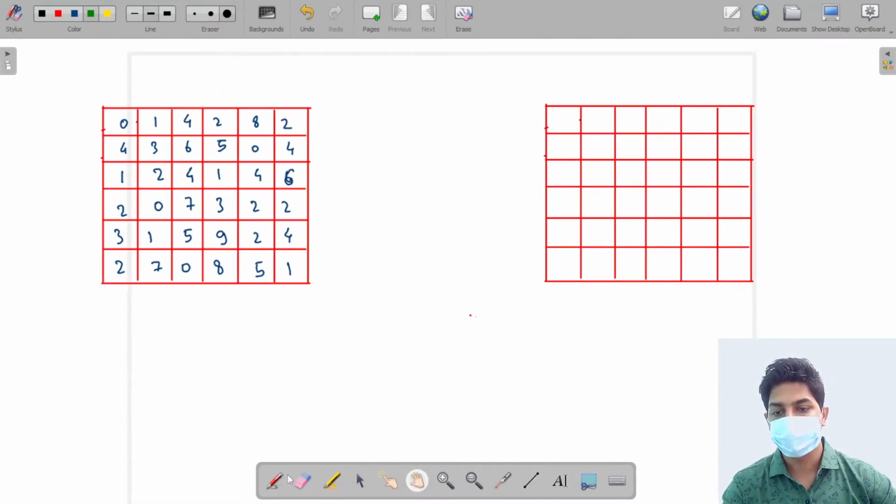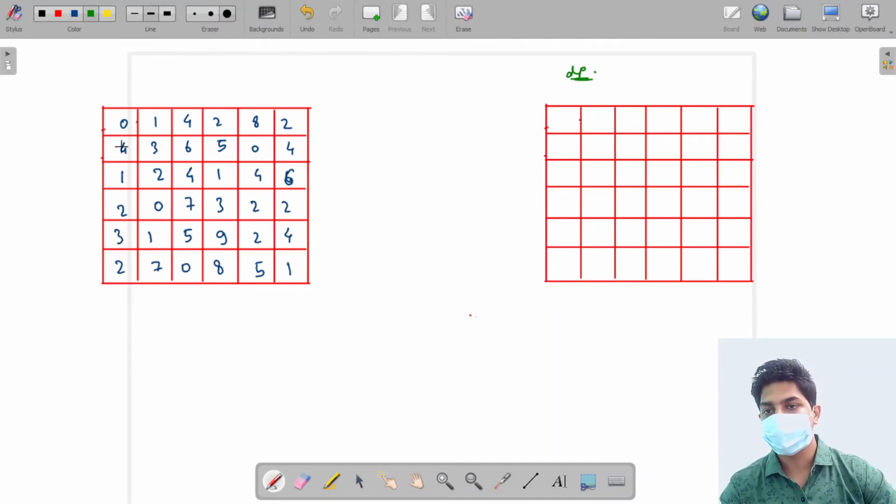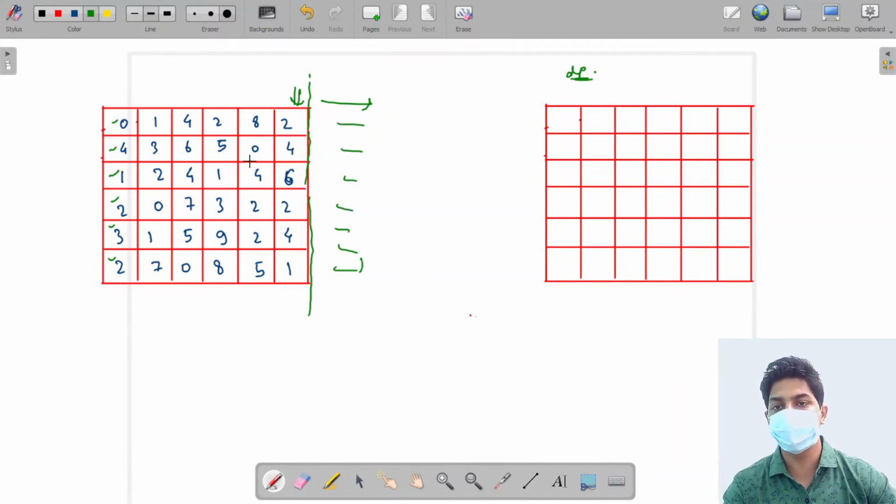Suppose this is our grid, this is our DP array where we will be storing the answers. We can start either from this cell or this cell or this cell, any of these cells. And at max we can reach till this cell. We cannot go beyond this cell because the grid ends in this column. So we are not allowed to move beyond this cell. So how will we do that?